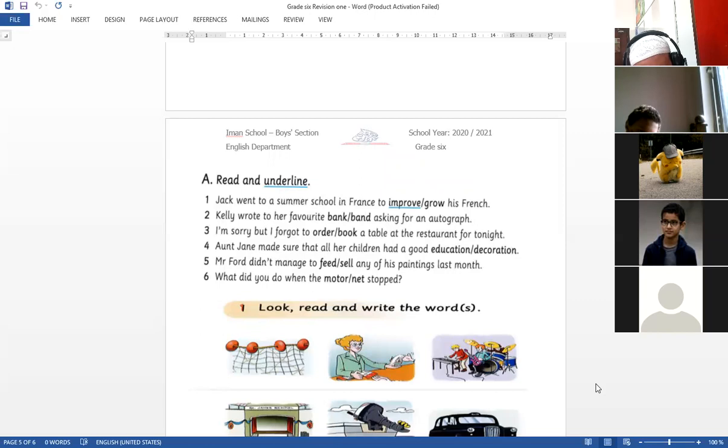To make better. Yes. So if you can't speak French very well and you want to improve your French, you can go to live in France. Okay. If your English is not so good and you'd like to improve your English, it means you can go to a country like England. Do you understand? So improve, yes, means to make better.